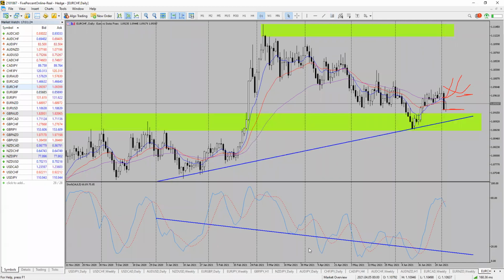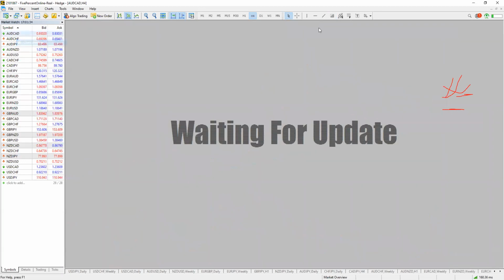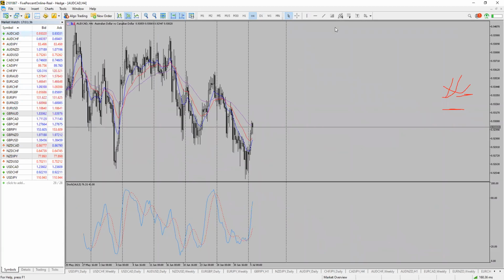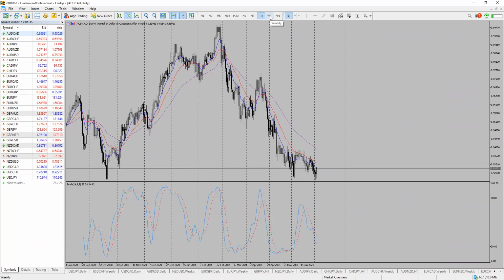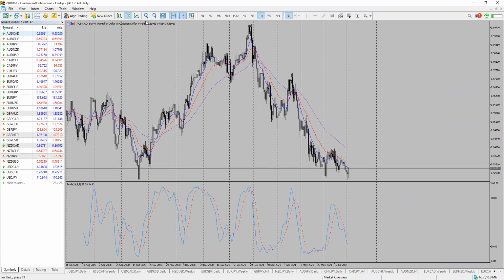Okay, and last but not least, Aussie CAD. One sec. Okay, Aussie CAD. Let's just wait for the chart to load.